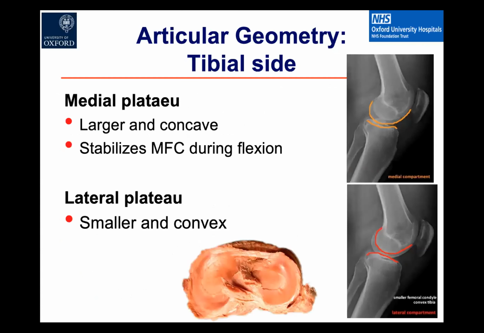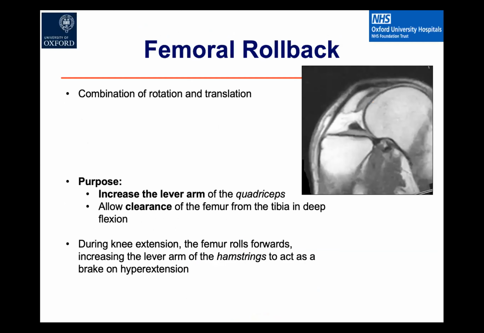So what about the tibial side? As you know from your anatomy, the medial compartment on the top here has a larger and more concave shape, and it enables stability of the medial femoral condyle during deep flexion. The lateral side, again, is smaller and is convex, as you can see here on the skyline view from the cadaver. The right-hand side is the lateral plateau with the lateral meniscus, and the left-hand side is the medial meniscus. So what about the femoral rollback we talked about?